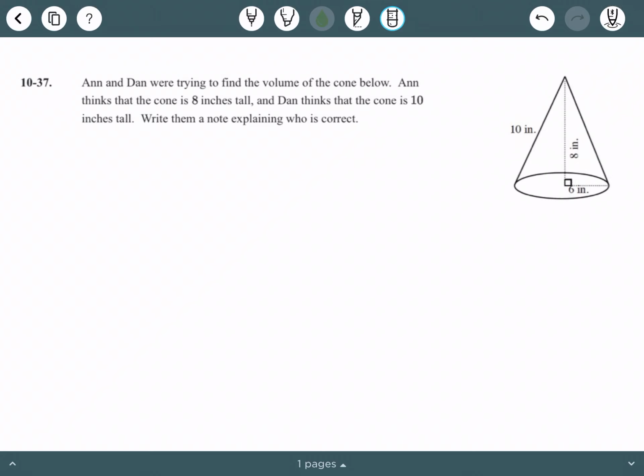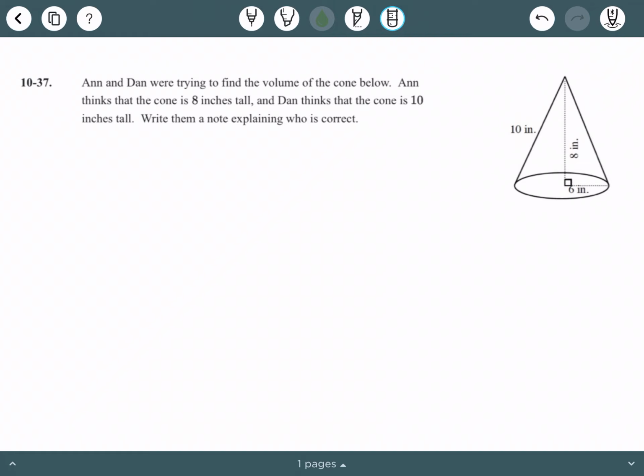All right, 1037. Anne and Dan were trying to find the volume of the cone below. Anne thinks that the cone is 8 inches tall, and Dan thinks that the cone is 10 inches tall. Write them a note explaining who is correct.